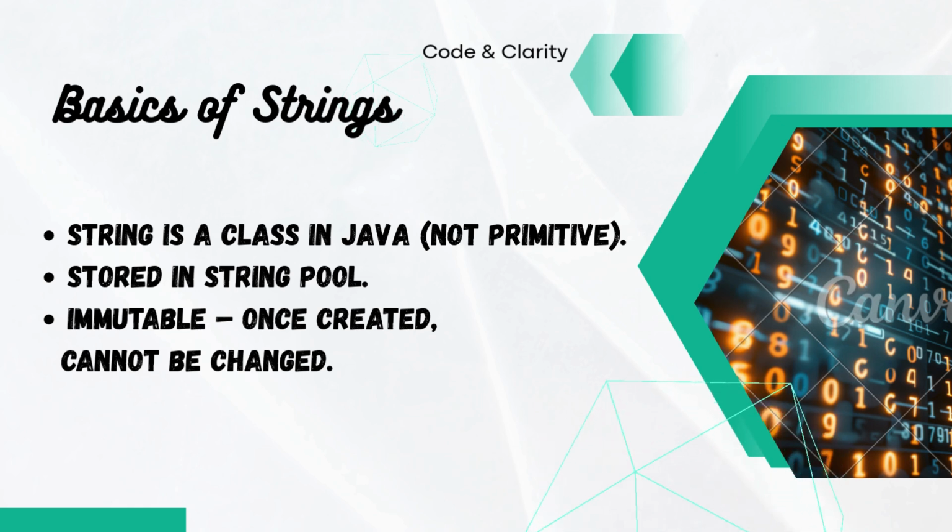For example, String s equals "hello" in inverted commas, and then in the next line if you write s.concat("world") and then you try to print, the output will still be hello, not hello world, because the original string object never changes. A new string is created, but since we did not store it in a variable, it's lost.